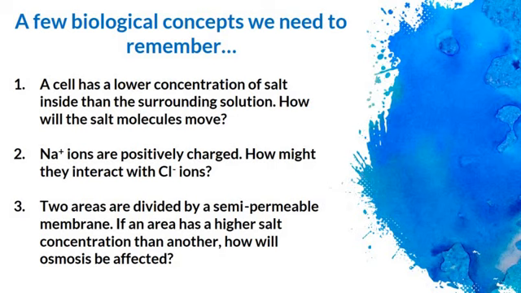The second question is, sodium ions are positively charged. How might they interact with negatively charged chloride ions? The last question is that 2 areas are divided by a semi-permeable membrane. If an area has a higher salt concentration than another, how will osmosis be affected?